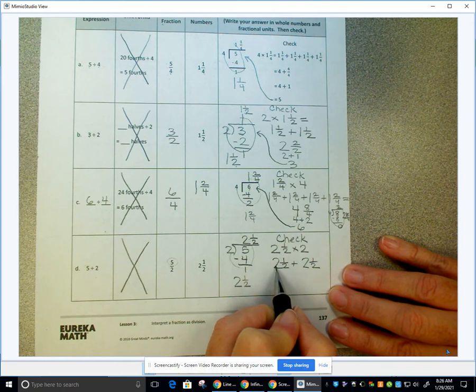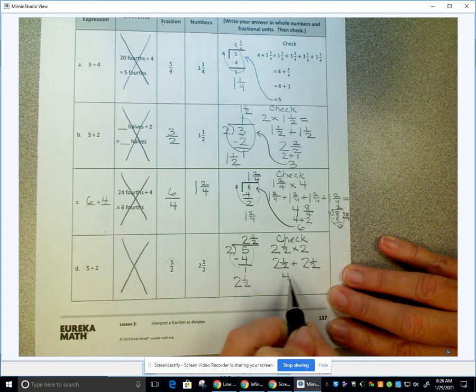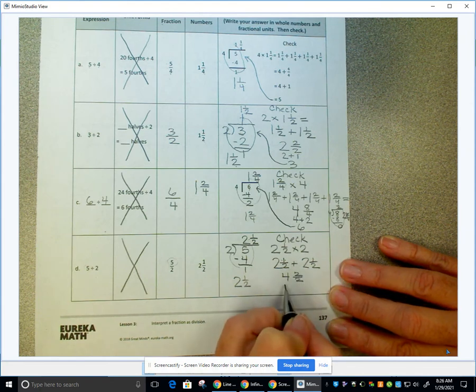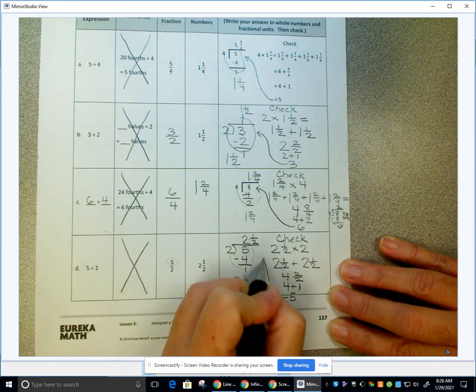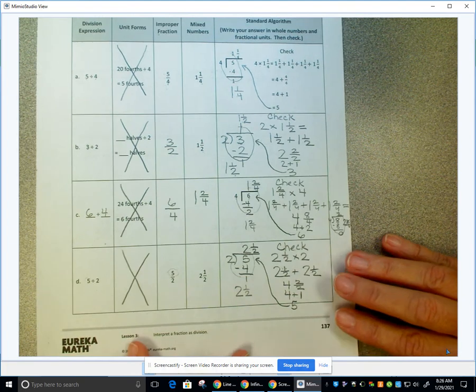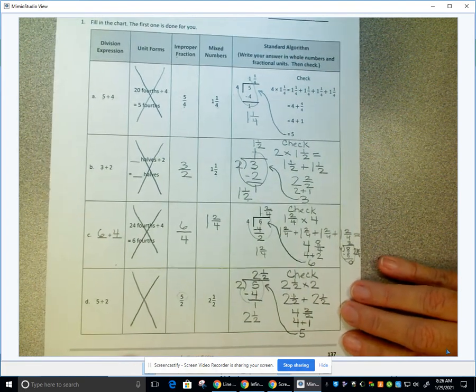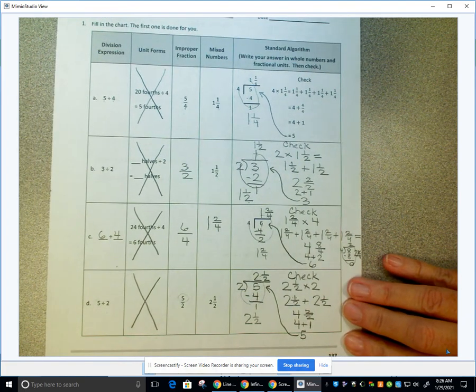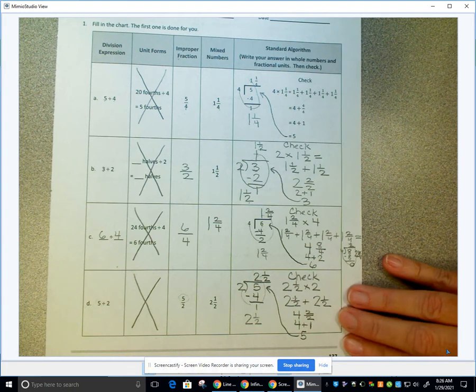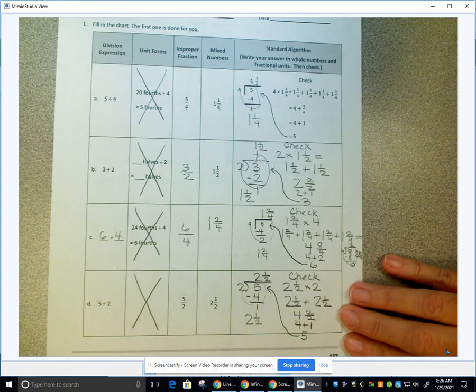So I'll add my whole numbers. 2 plus 2 is 4. I'll keep my denominator. 1 plus 1 is 2. So 4 plus 2 halves. This is like 4 plus 1 whole, and that's going to equal 5. And that matches. So that's what the first side looks like. Hopefully, you were able to catch on pretty well. It's not really a tough lesson today.